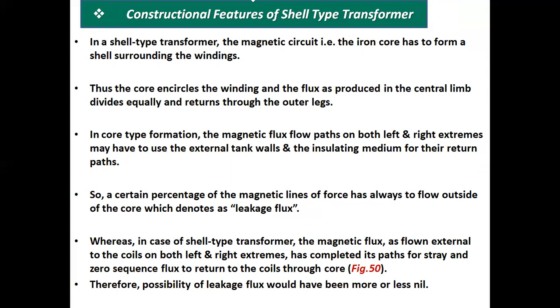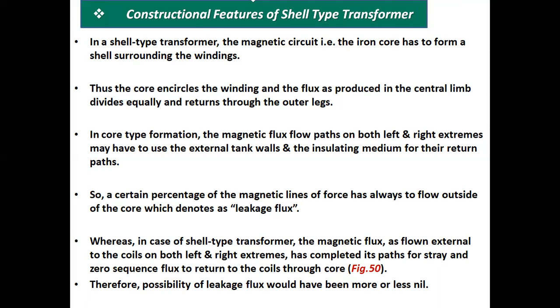In core-type formation, the magnetic flux flow paths on both left and right extremes may have to use the external tank walls and the insulating medium for their return paths. So, a certain percentage of the magnetic lines of force has always to flow outside of the core, which is denoted as leakage flux.